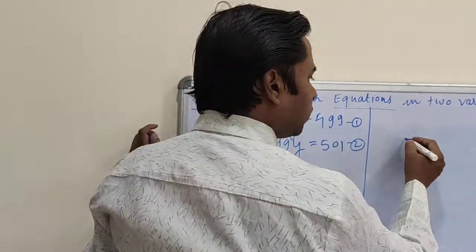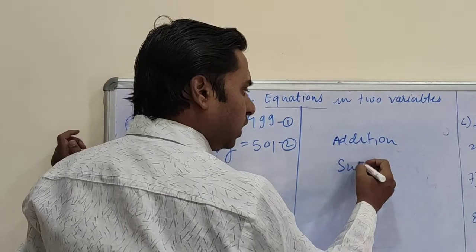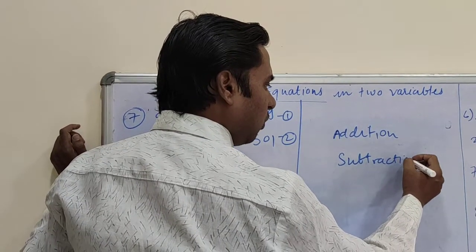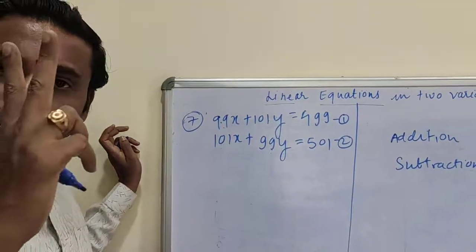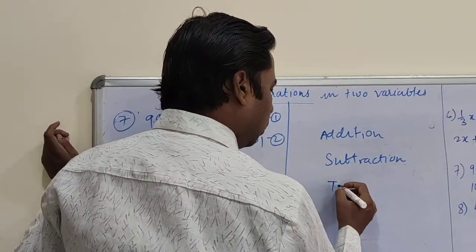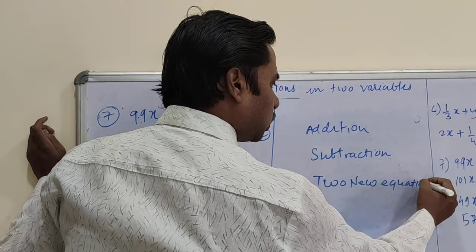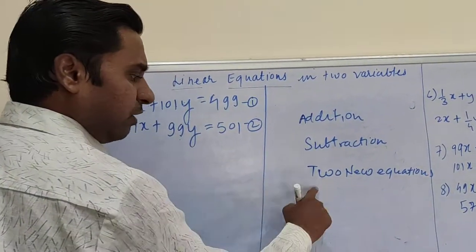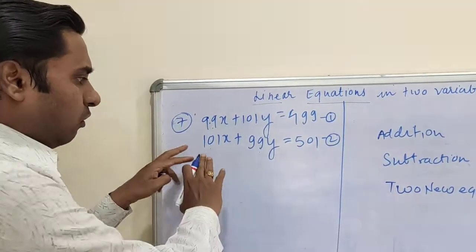What we have to do? First of all we have to do the addition, and then we have to do the subtraction. Through addition and subtraction again we will get two new equations, and we are going to solve these two new equations.